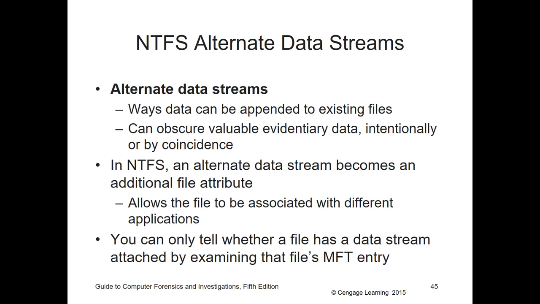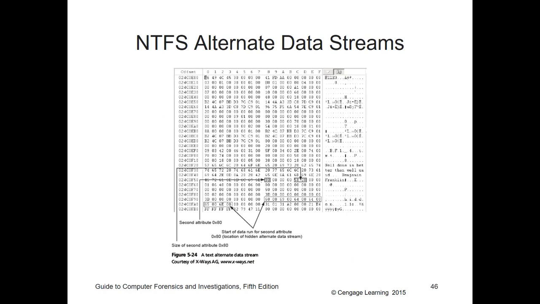So let's go ahead and look at the NTFS alternate data streams. This is a way that data can be appended to an existing file. This can obscure valuable evidential data intentionally or by coincidence. Basically, it's one way to cover tracks, sometimes on purpose, sometimes not. It provides an alternate data stream becoming an additional file attribute. This will allow the file to be associated with different applications. You can only tell whether a file has a data stream attached by examining the file's MFT entry. Here we go again. This is the start of the data.